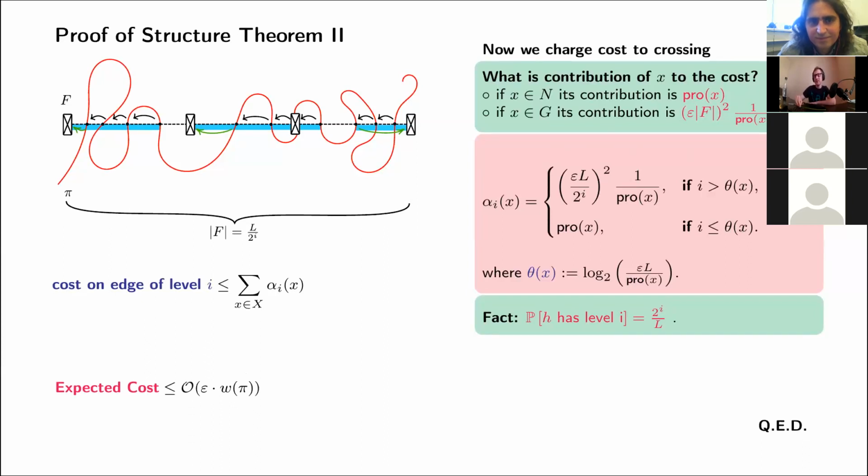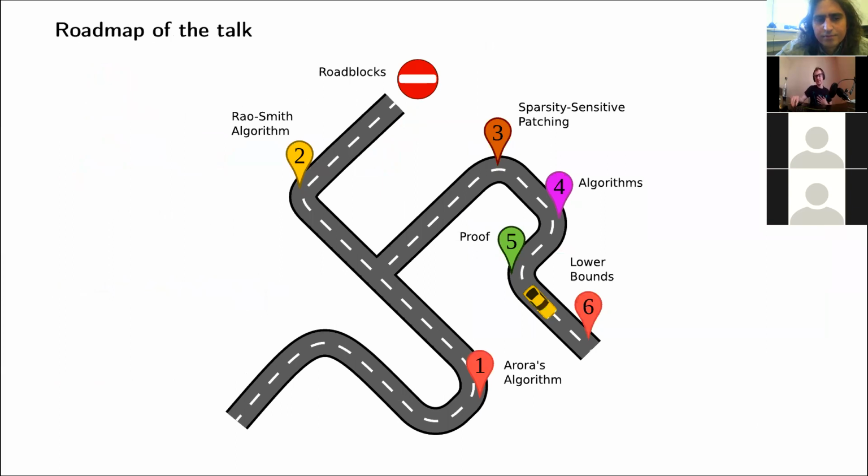You might be super confused now. But at the end, what we do is something super non-trivial, and people have missed it for 20 years after Arora, but you can do this. Okay. We are just heading to the lower bound, so I will show it very quickly.